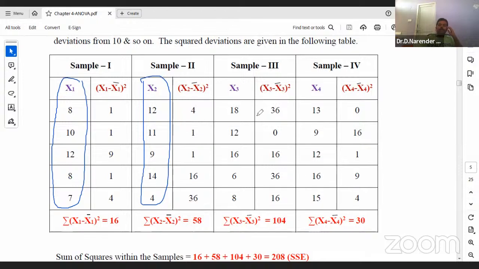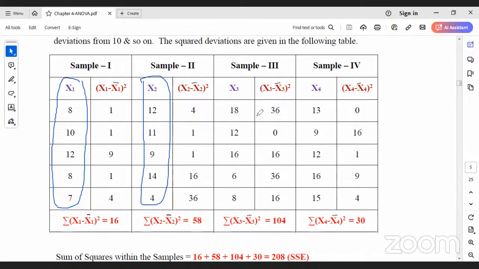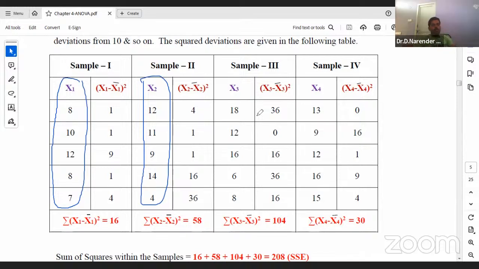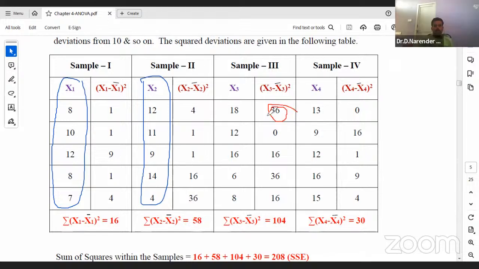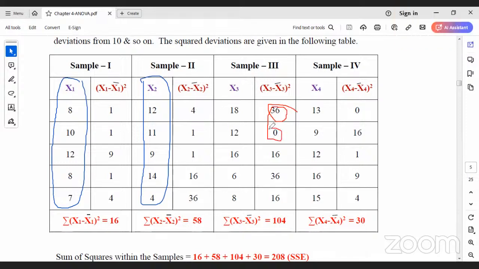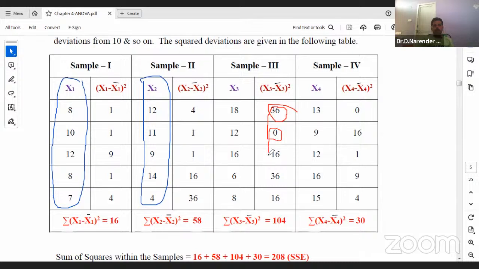Okay, 18 minus, what is the average here? x bar 3, the average, how much? 12. 18 minus 12? 6. 6 square, 36. Okay, you got 36 here. The next one, 12 minus 12? 0. 0 square, 0. 16 minus 12? 4. 4 square?